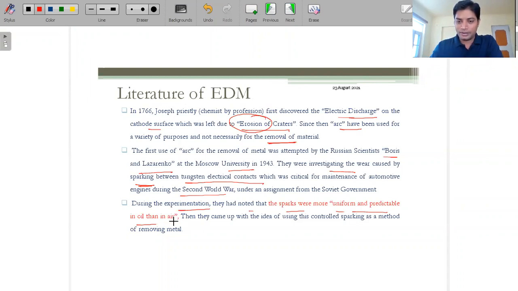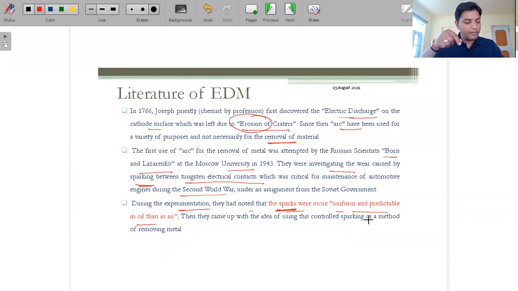So the spark which is generated in oil is more uniform compared to the air. Now how is it more predictable and more uniform? Just try to see it today: go to the kitchen and take the lighter, and when you press it, a spark is generated. Try to see the direction of that spark, and press it again. Again try to see the spark direction.